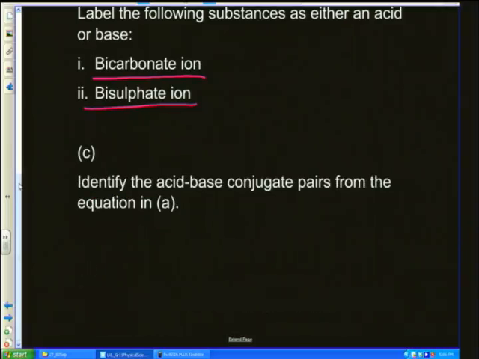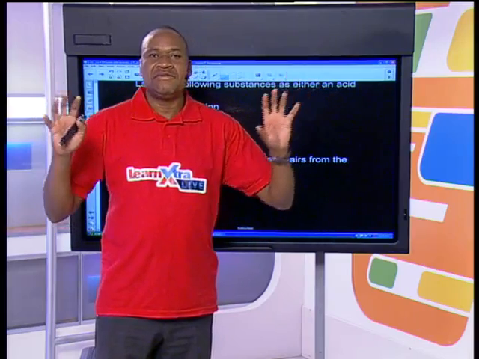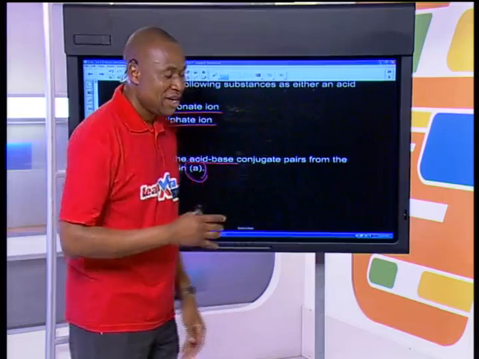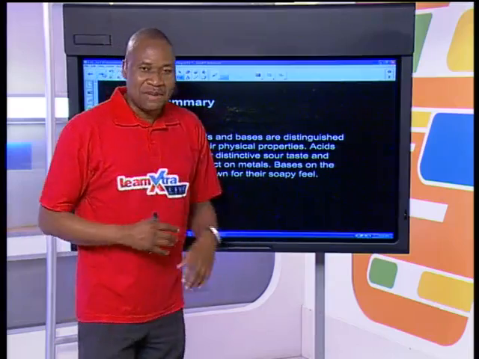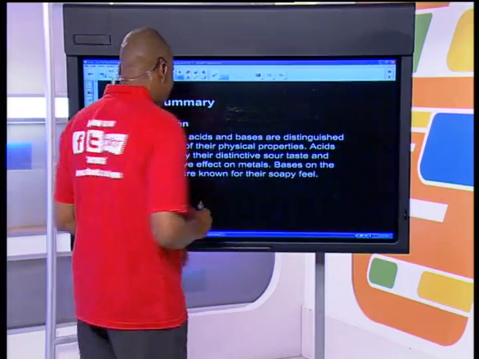And lastly, C: identify the acid-base conjugate pairs from the equation in A. Once you've come up with that chemical equation showing the reaction between the bisulfate ion and the bicarbonate ion, you have written that full chemical equation. Can you identify acid-base conjugate pairs from that equation? That is your challenge question. Let's meet towards the end of the lesson, and then we talk about this challenge question. Without any waste of time, let's get to the summary. Let's get to the theory about acids and bases.